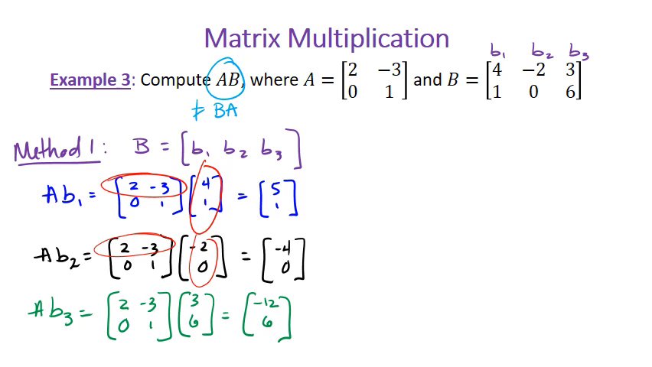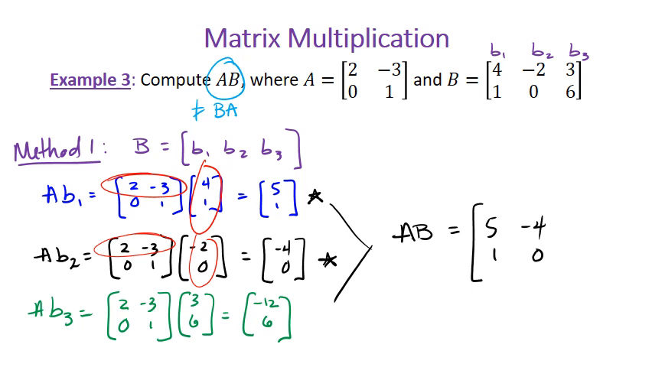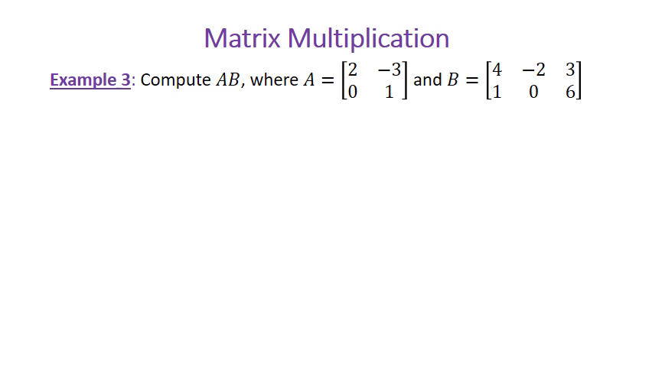So what I've done is I've created the new columns for AB. So together, AB is equal to the first column is this, the second column is this, and the third column is this, where this is AB1, AB2, and AB3. Okay, so this is the first method that is shown in your text. The next method that I'm going to show you, it's the same exact problem, but it's a different method. Okay, so here it is.